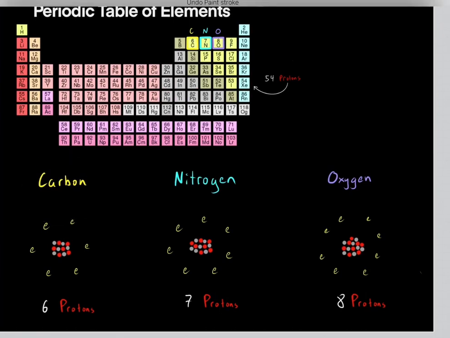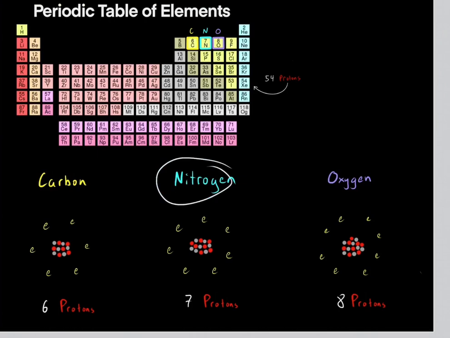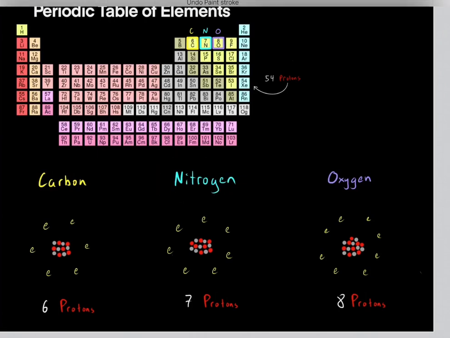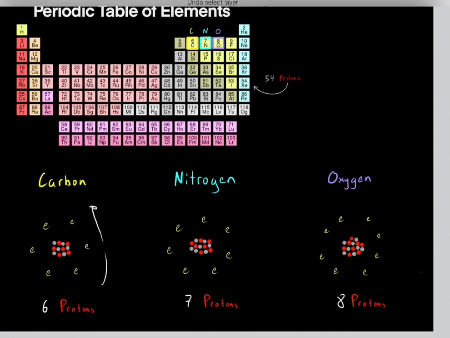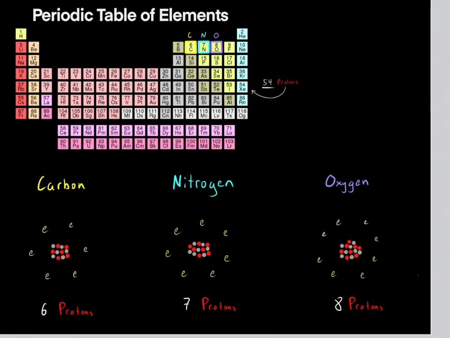Carbon atoms have 6 protons. Nitrogen atoms have 7 protons, and oxygen atoms have 8 protons. And in fact, that's the way we define what an atom is. Whenever an atom has 7 protons, it is by definition nitrogen. Whenever an atom has 6 protons, it is by definition carbon. So if you have an atom in a lab and that atom has 54 protons, then you know by definition, without exception, it's a xenon element.